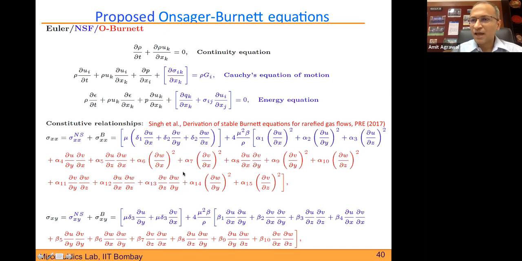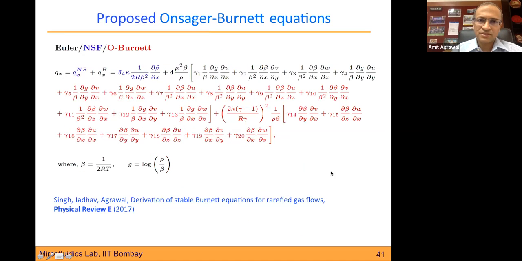And these O-Burnett equations have these forms, the sigma xx, the normal stress terms, after adding the Navier-Stokes and the Burnett. So this is our Burnett stress terms that we get from our approach. Similarly, the shear stress terms look like what has been given here. This is our heat flux equations and so on. So using our approach, this is what we would get.